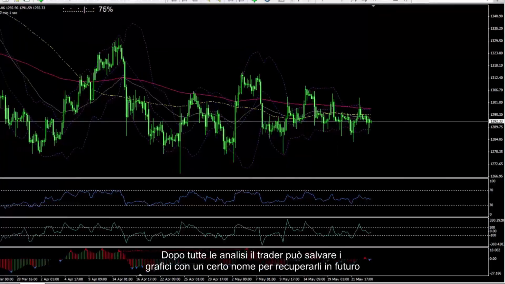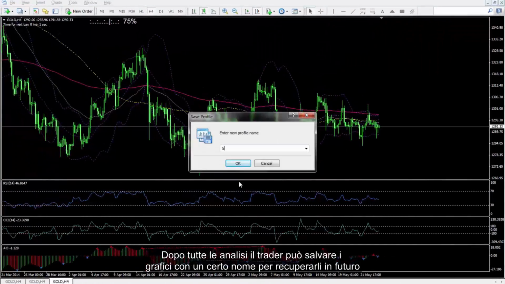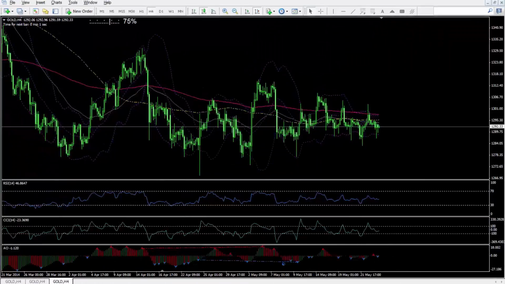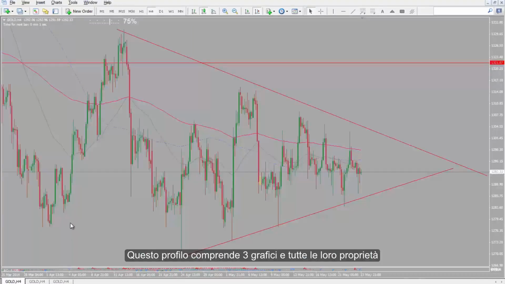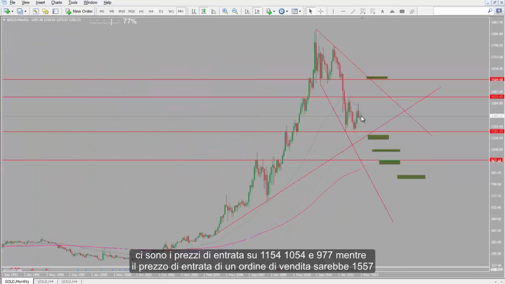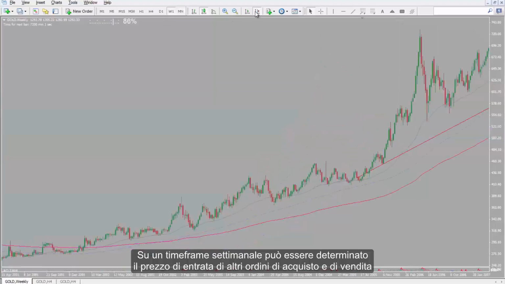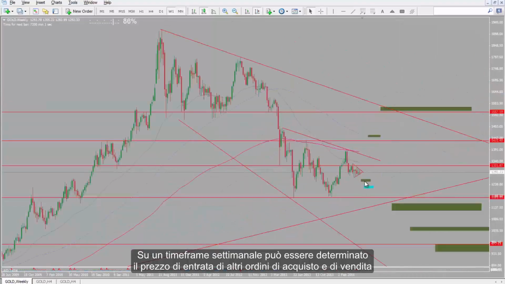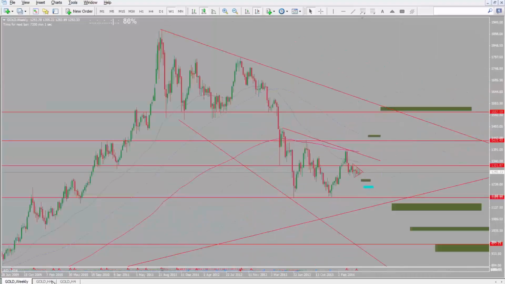After all the analysis, a trader can save the charts with a certain name for future retrieve. This profile includes 3 charts and all their properties. To sum up, on the first chart with a monthly time frame, there are buy entry prices on 1154, 1054 and 977, while entry price of a sell order would be 1557. On a weekly time frame, the entry price of other buy and sell orders can be determined.